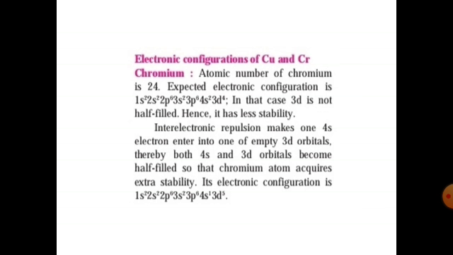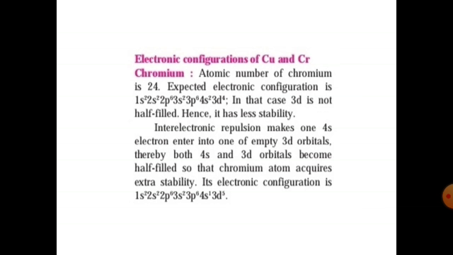So one electron from the 4s orbital jumps into the 3d orbital, so it becomes 3d5. Thereby both 4s and 3d orbitals become half filled, so that the chromium atom acquires extra stability. Why does chromium have the extra stability? Because its outer 3d orbital is half filled. Its electronic configuration now becomes 1s2, 2s2, 2p6, 3s2, 3p6, 4s1, 3d5.